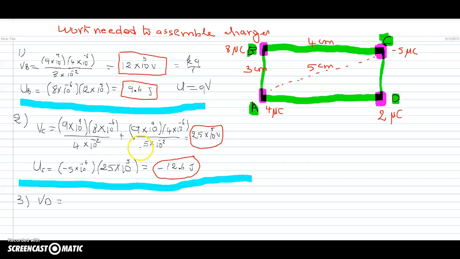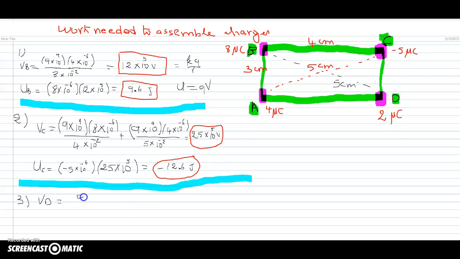What is next? So I did this earlier. Now I'm going to do it together. What about D? I'm going to do the same thing. I need the contribution, the voltage of 4, the voltage of 8 micro, and minus 5 here. I can evaluate this distance. Obviously, it's 5 centimeters also. That's not really a problem. So let's evaluate the voltage at point D due to these 3 charges.